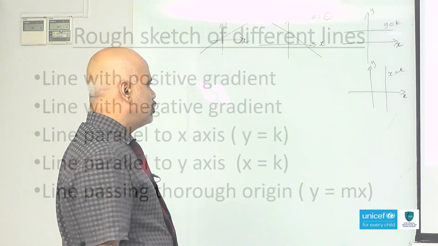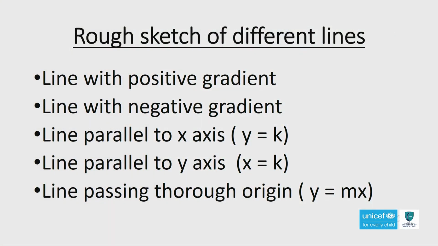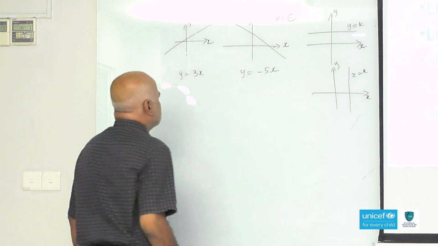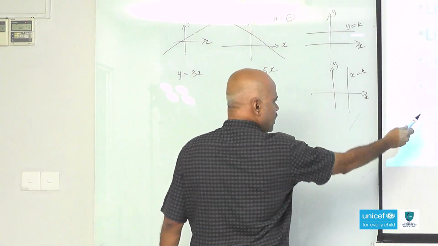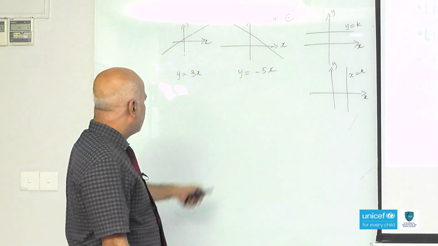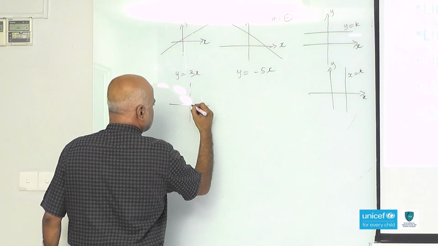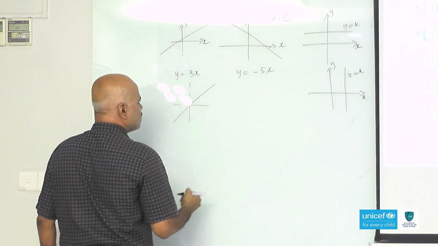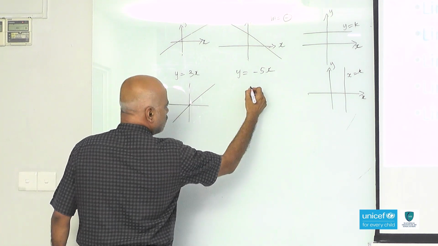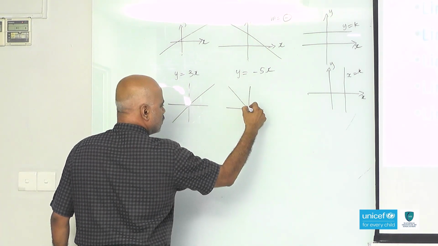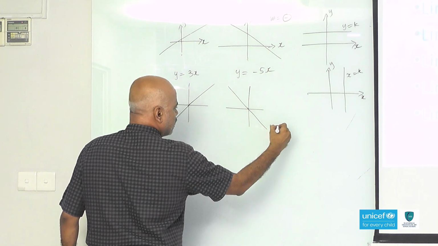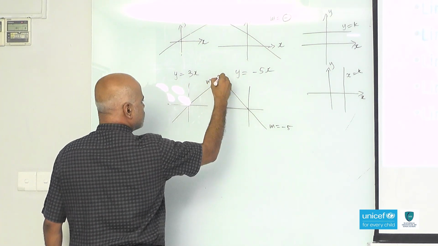Then a line passing through the origin, there are two formats. Look at that, here the y-intercept is not there. So in that case, let us say y is equal to 3x and y is equal to minus 5x, both are referring to this format only. Here is a positive gradient, here is a negative gradient. The y-intercepts are 0 there. So the line would be y is equal to 3x, positive gradient, and that is the negative gradient. Here the gradient is minus 5, here the gradient is plus 3.